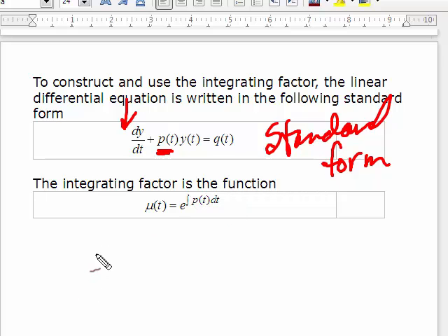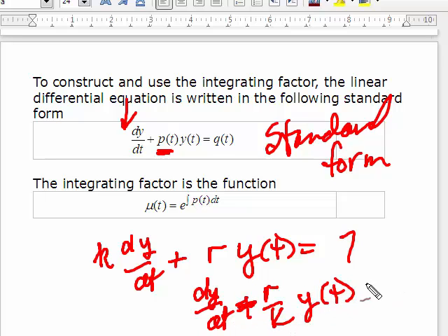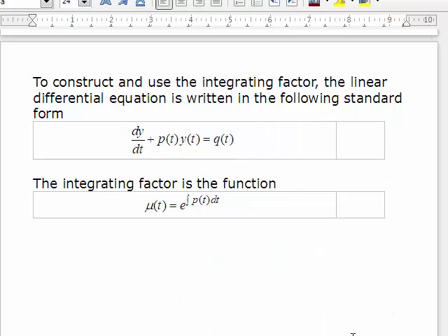So if I start with k e to the... you have to write it in standard form. You've got to do this, plus r over k y of t equals 7, so you can identify r over k as p of t. It's pretty obvious. I just wanted to write that one more time as an example.